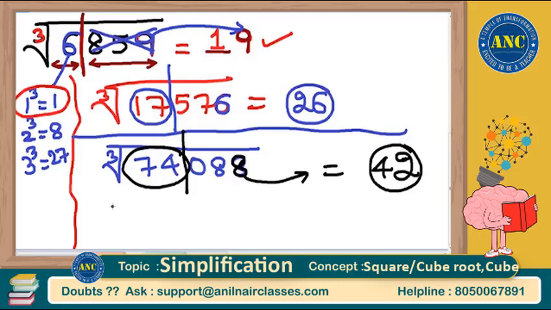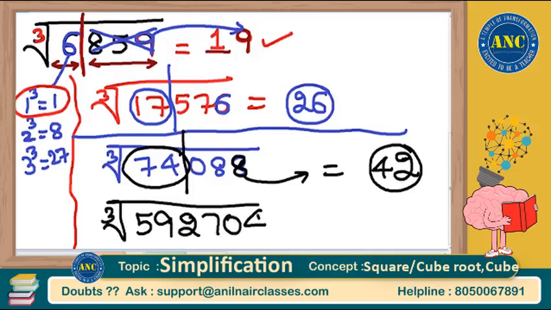Write down that 4. Simple. Tell me the answer for this question. Cube root of 592704. Keep a slash after 3 places. If it is ending with 4, the answer will also end with 4.